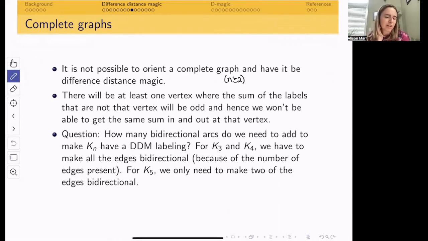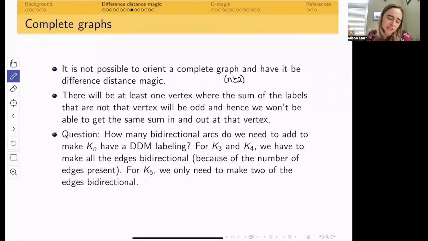And so if the sum of the remaining values is odd, there's no way to have half of those be the in values and half of them be the out. In a complete graph, everything has to be connected to everything else. So if you have an odd sum, you can't split that evenly into some of those things coming in and some going out. And so we can't do any of the complete graphs, because there'd be some vertices that would never allow this opportunity for half the things to come in and half to go out.